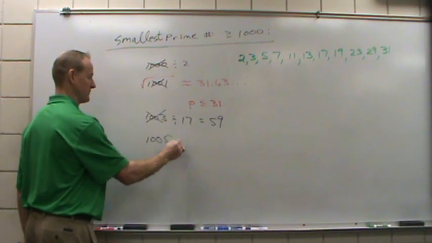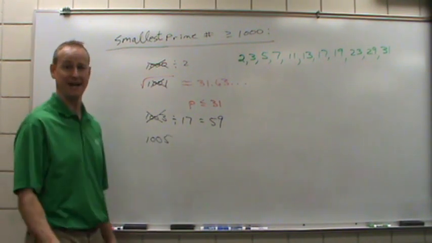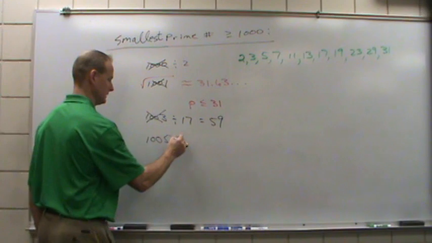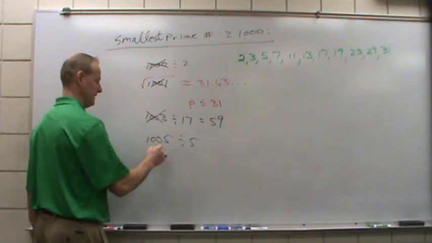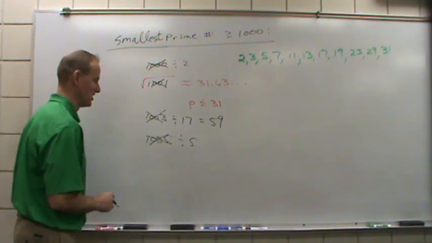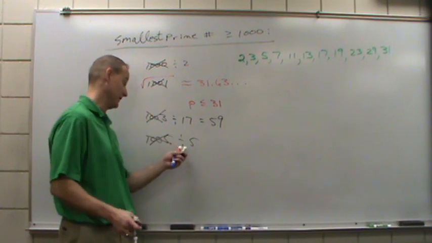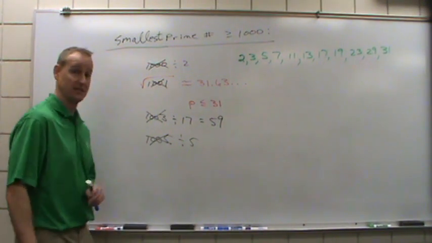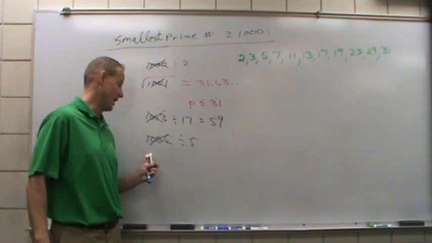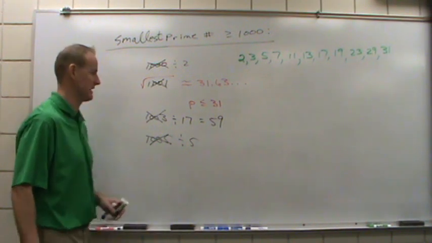Let's go to 1005. What can you tell me about 1005? Is it prime? No. It's divisible by 5. Okay, that would actually be 201, but it doesn't really matter. It fits our divisibility test. So, since it's divisible by something other than 1 and itself, it's composite.